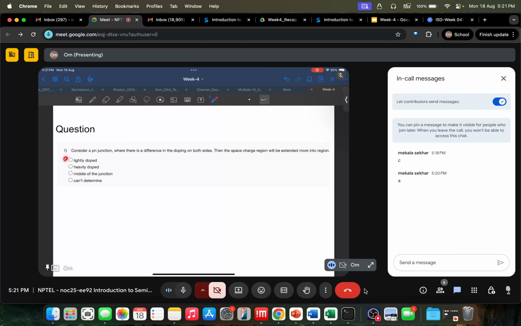Okay, right? The answer is likely to. So if we have a PN junction, it's Na and Nd, with Na much less than Nd, then most of the depletion will be formed here. Very little depletion will be formed here. Depletion extends more in the lightly doped side.